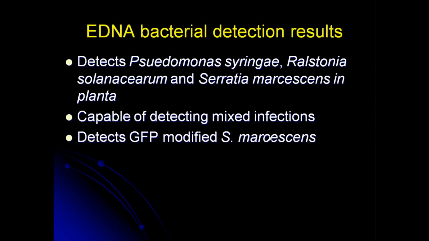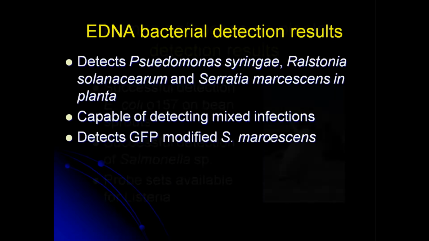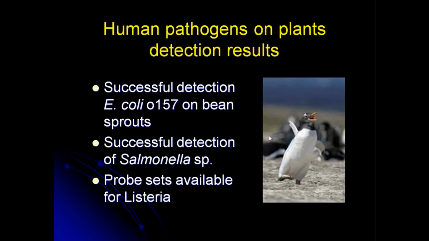In bacteria, as John mentioned, we're capable of detecting multiple different types of bacteria. Whatever you develop the probe set for, it will detect. It can detect them in mixed infections. In addition, we were actually able to detect and distinguish between native Serratia marcescens and GFP-modified Serratia marcescens in planta, which is pleasing. We branched that out to look at human pathogens on plants.